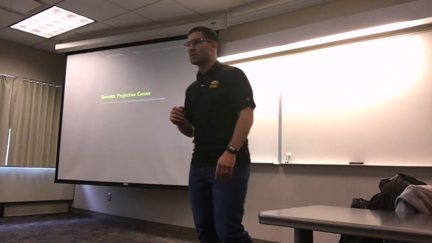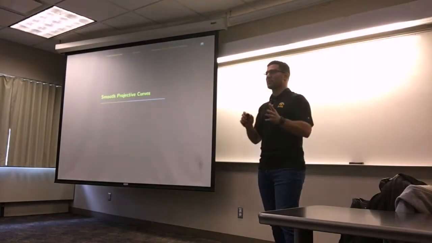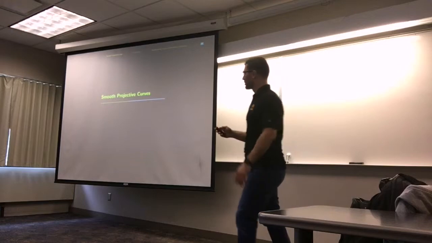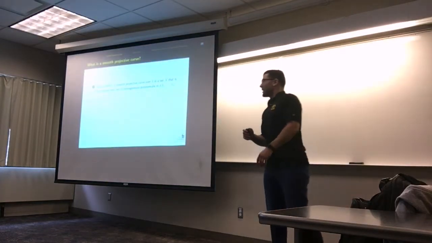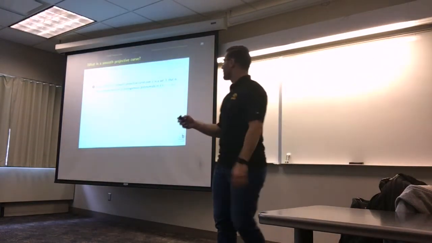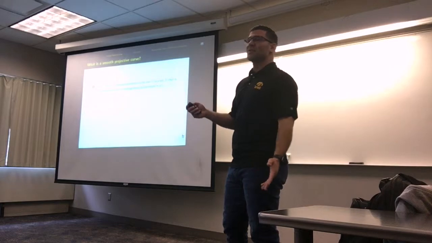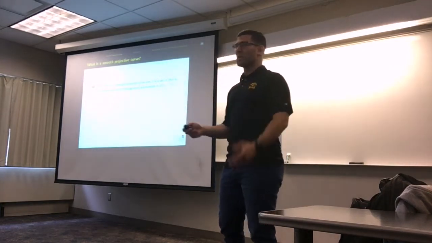Now, switching over to some geometry, smooth projective curves. I'll just give the definition and talk about how algebra interacts with geometry here. So, what is a smooth projective curve? It is a collection of points in projective space, it's a projective curve, that is the common zero set of some collection of homogeneous polynomials. The fact that they're homogeneous is important.